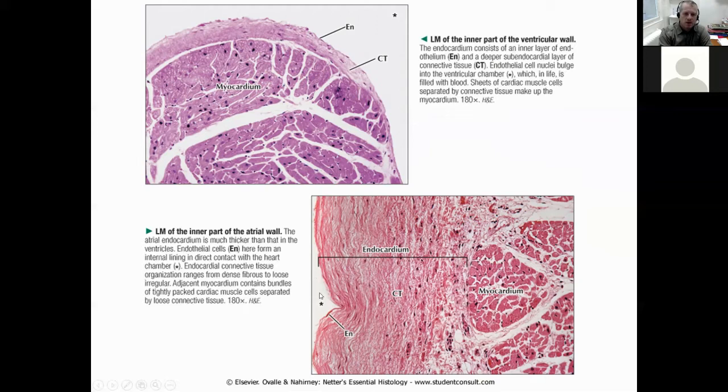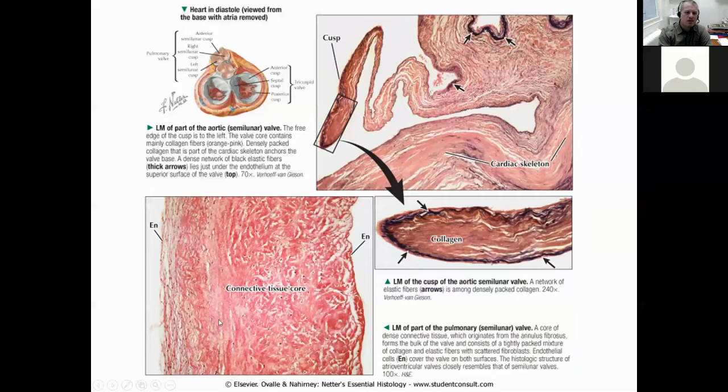From anatomy classes, you heard about the cardiac skeleton. This involves a dense collagenous connective tissue that helps to anchor the annuli of the valves, and this is one of the valves. You can see it is actually part of the endocardium that makes this cusp, one of the cusps of the valve.